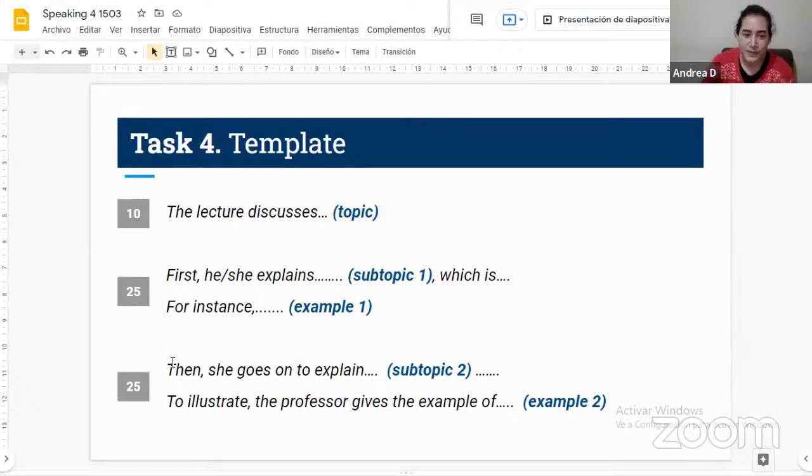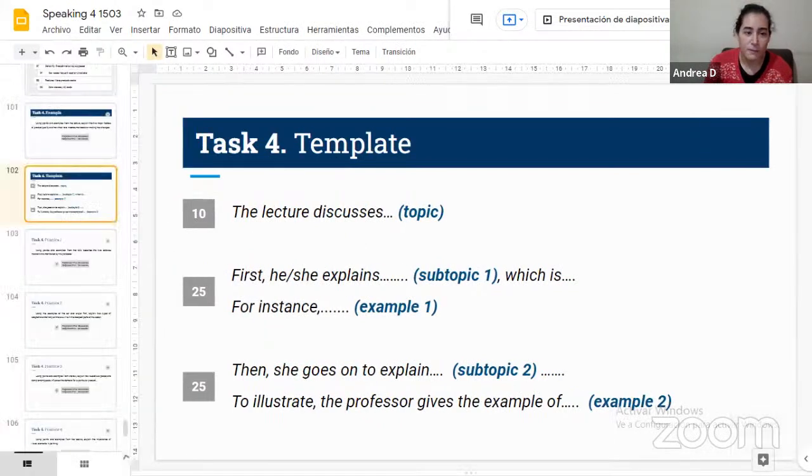So, going back to this. Okay, task 4. We were working on the template, right? Did you have any questions about this, about the structure and the template, or what you have to do?